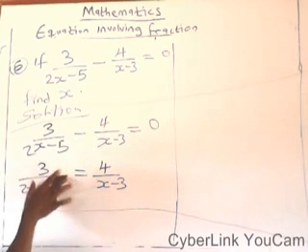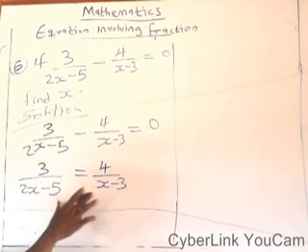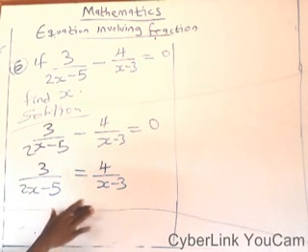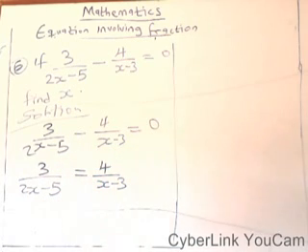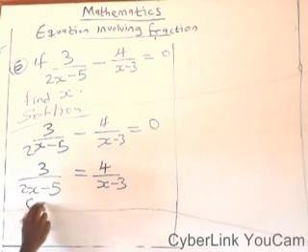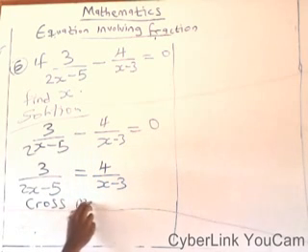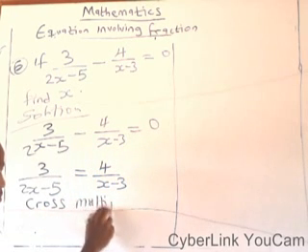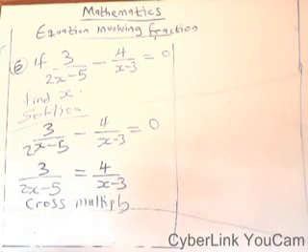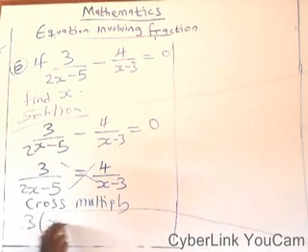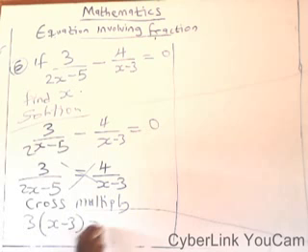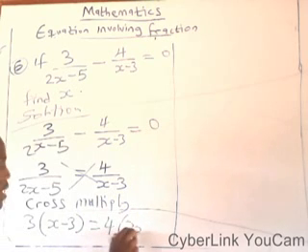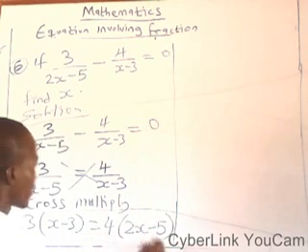This is now a fraction equals to another fraction. I believe from here you're supposed to be able to continue and get the right answer. But let's proceed. You want to cross multiply. We use this to multiply this. 3 into bracket x minus 3 is equal to 4 into bracket 2x minus 5.